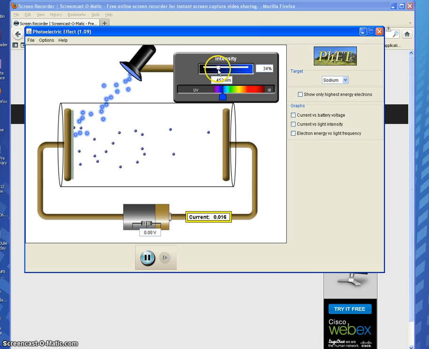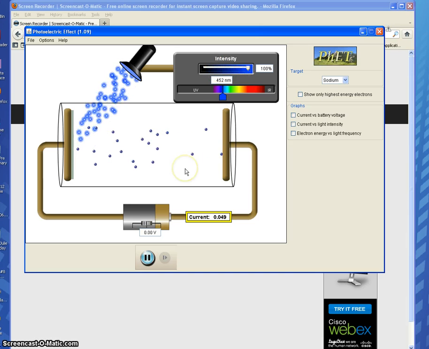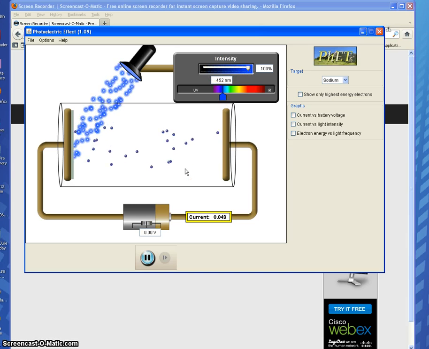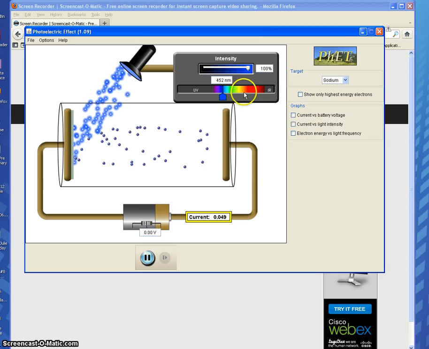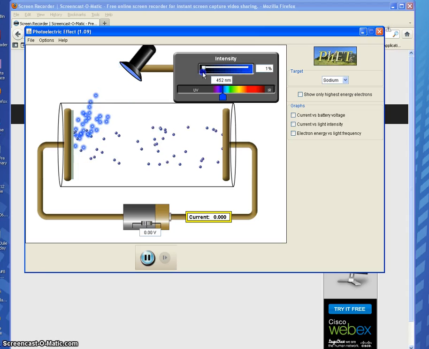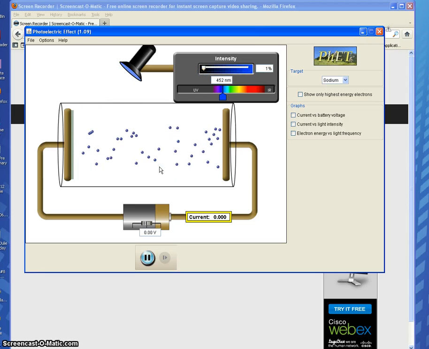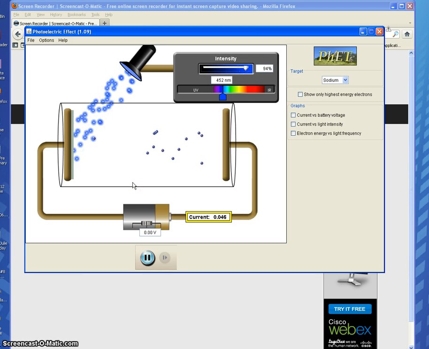Now, if I make it more intense, I'm going to have a lot more electrons released because there's a lot more photons hitting the surface. And if I bring the intensity down, I'll have a lot fewer electrons released. And if I bring it completely down, there'll be barely any electrons released. Notice that even if I bring the intensity all the way up, although there are a lot more electrons released, they're not any more energetic than the other ones. There's just a lot of them, but they're not super energetic electrons.